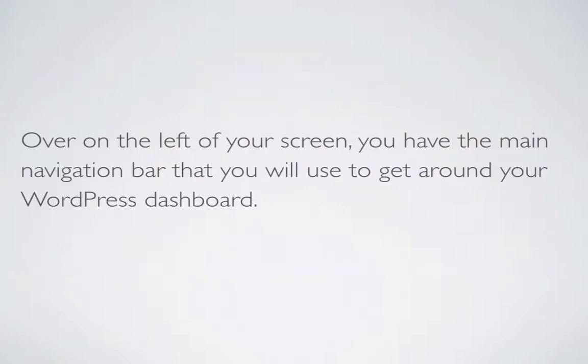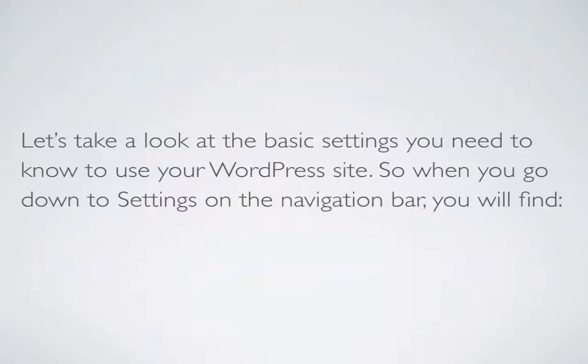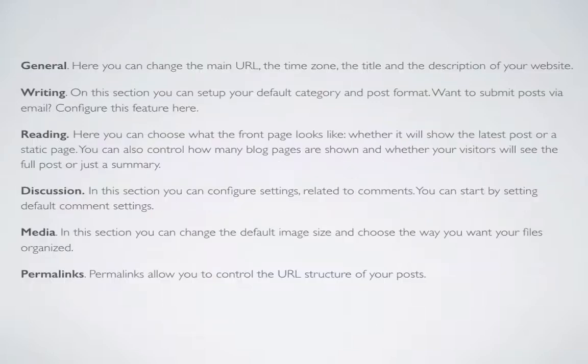Over on the left of your screen, you have the main navigation bar that you will use to get around your WordPress dashboard. This is an example of it. Let's take a look at the basic settings you need to know to use your WordPress site. When you go down to Settings on the navigation bar, you will find General. Here you can change the main URL, the time zone, the title, and the description of your website.